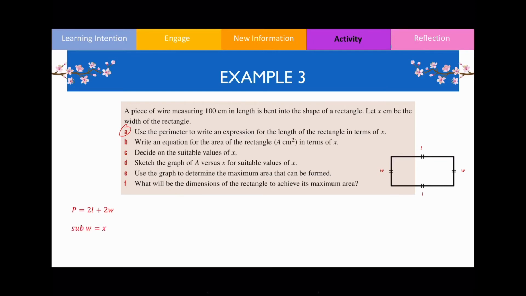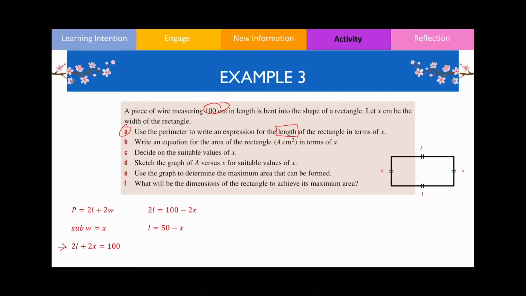So if I rewrite the equation for my perimeter, it's going to be 2l plus 2x is equal to 100, because I've substituted w as x, and we've already been given the perimeter, which is 100 centimeters in this case. Now, because the first part of the question wants you to solve for L, meaning you need to write an equation where L is the subject, we're going to rearrange this to make L isolated. So I'll move 2x to the other side and divide both sides by 2. Hence, this is the equation for the length of your rectangle.